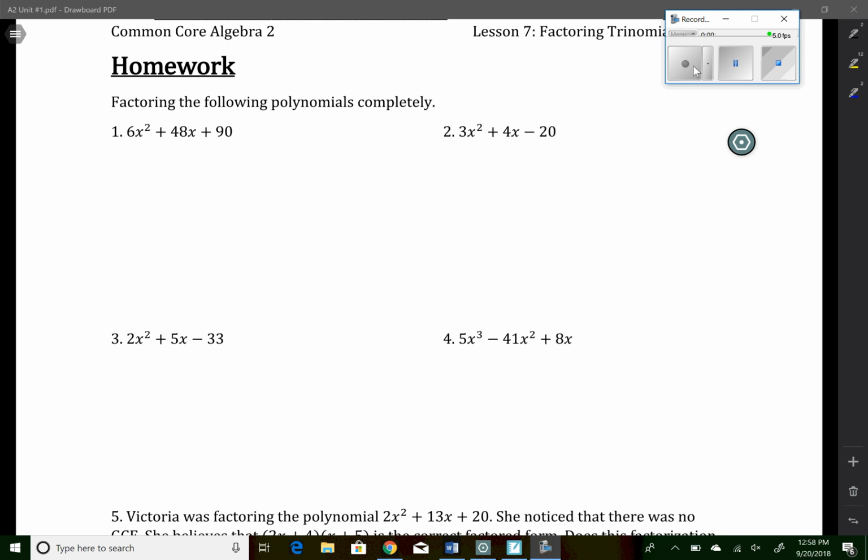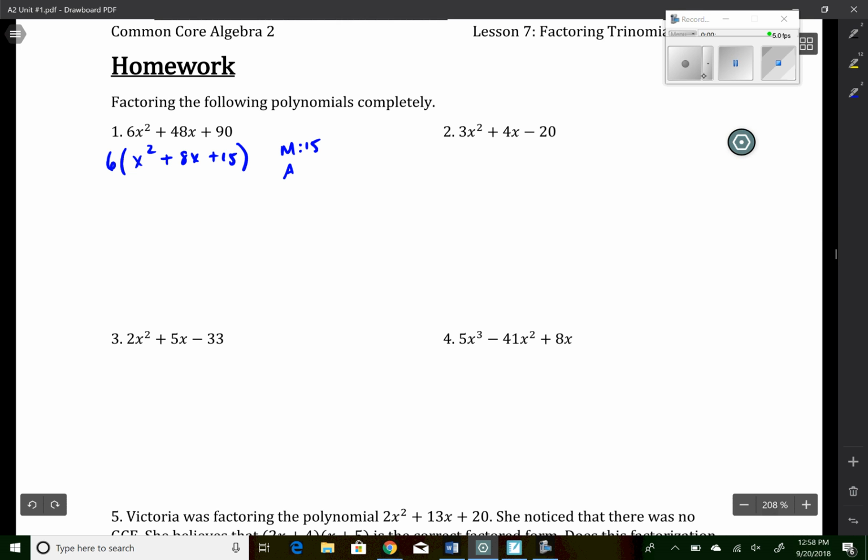First things first, we always want to look for GCFs. Don't be that kid that has me write GCF first on their quiz next week. So looking at this first one, we have a GCF of 6, which leaves us with x squared plus 8x plus 15. Well, it multiplies to make 15, but adds to make 8. So that's 5 and 3. So nice, easy one to start with, hopefully.